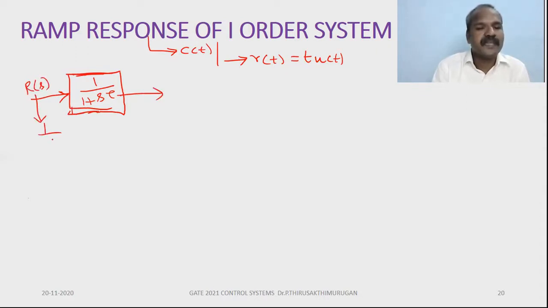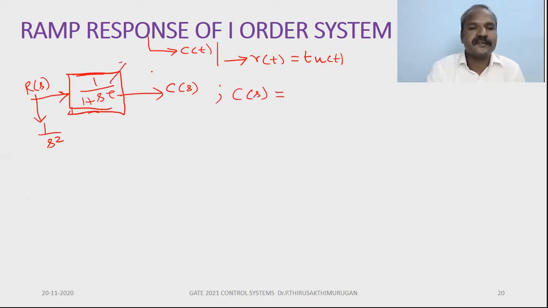R of s. What is R of s for ramp input? 1 by s square. So what is C of s? C of s equal to R of s into this G of s, right? You can consider this as G of s. So R of s is 1 by s square. So 1 by s square of 1 plus s tau.